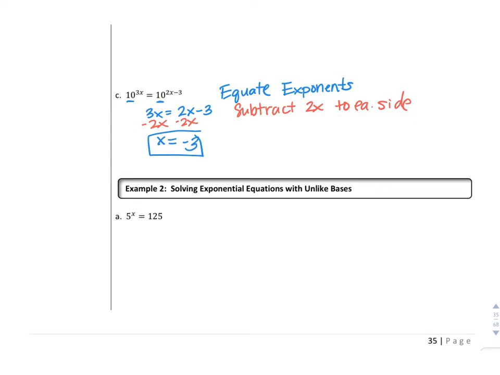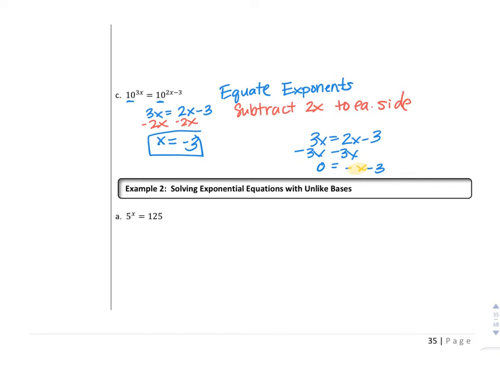So the reason I didn't subtract the 3x over, because if you do that, you end up with 0 is equal to negative x minus 3, and we kind of want to avoid having a negative x if we can. So in this case, it would have been better to subtract the 2x from each side.